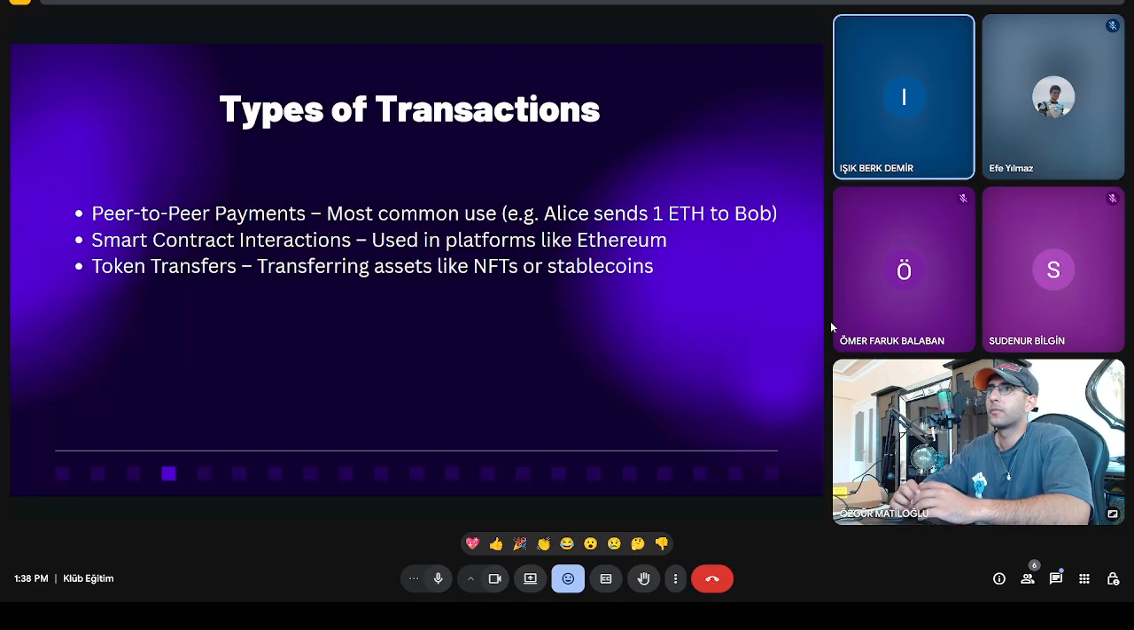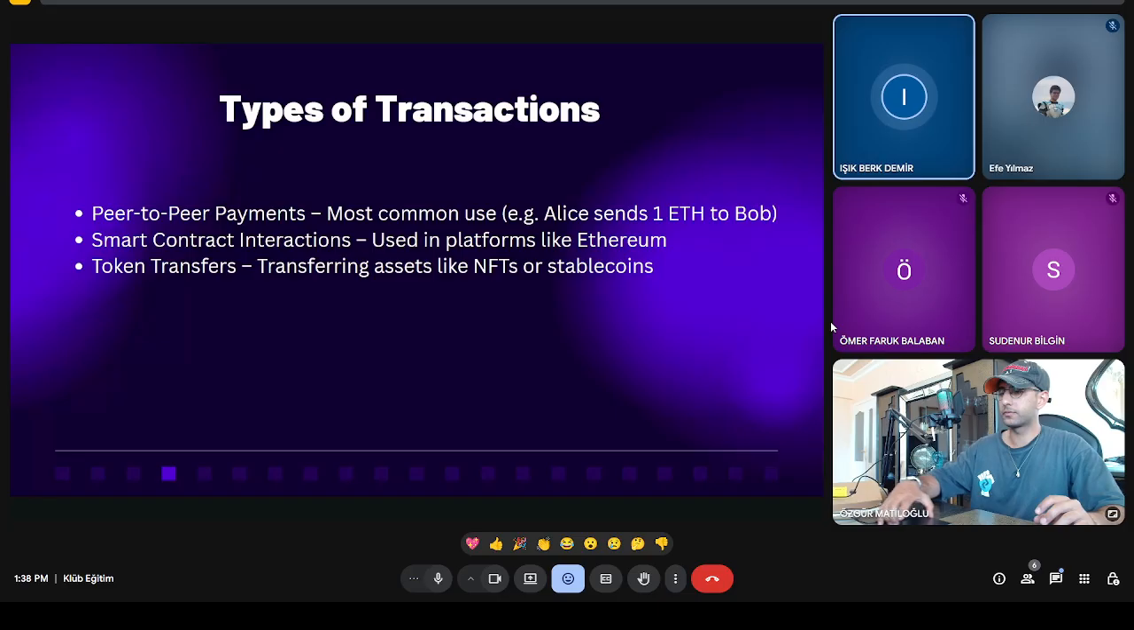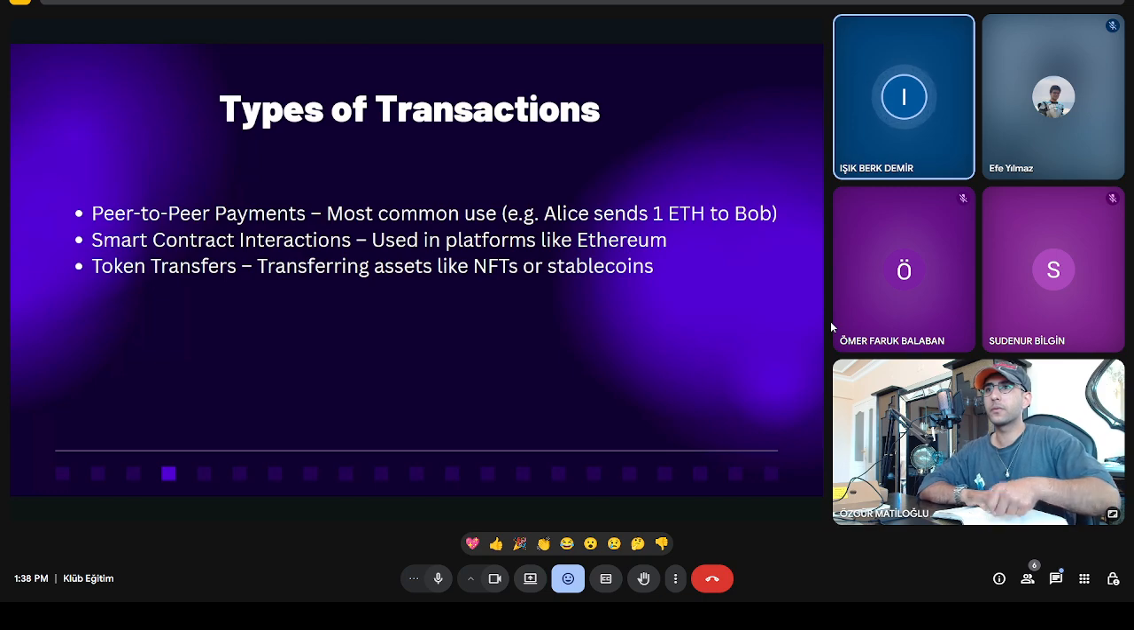Mhm. So, okay, moving on, the types of transactions. Most people think of simple payments when they hear blockchain transactions, like sending Bitcoin from one wallet to another. But there are other types too, like interacting with smart contracts or transferring NFTs. Each one is still a transaction, just used in different contexts. One of them is peer-to-peer payments, the most common use, as I gave the example before, Alice sends one Ethereum to Bob. Next one is smart contract interactions used in platforms like Ethereum. And lastly, token transfers, transferring assets like NFTs or stablecoins.